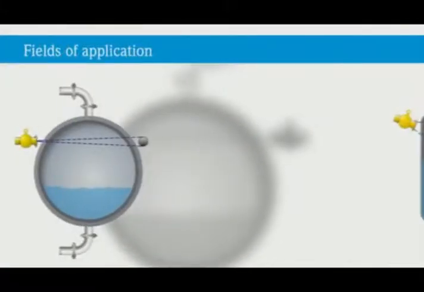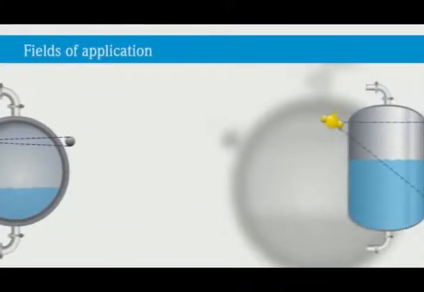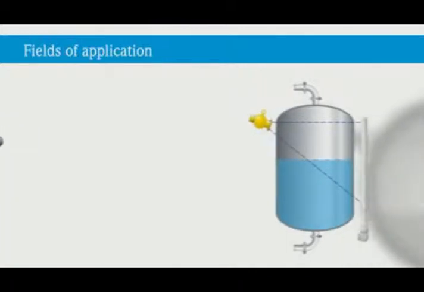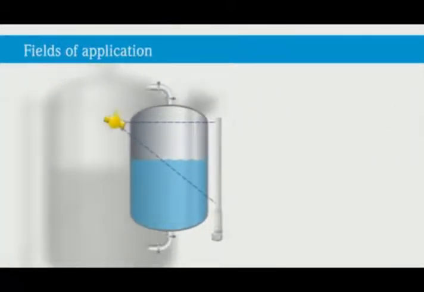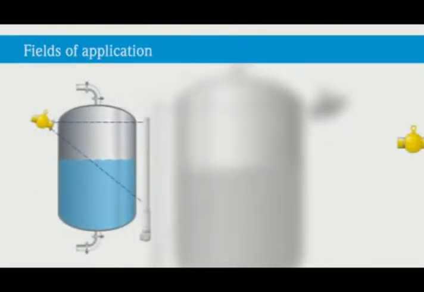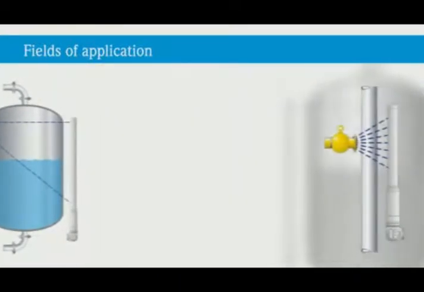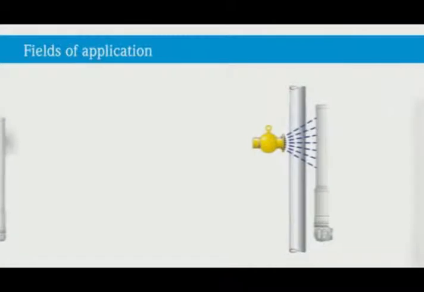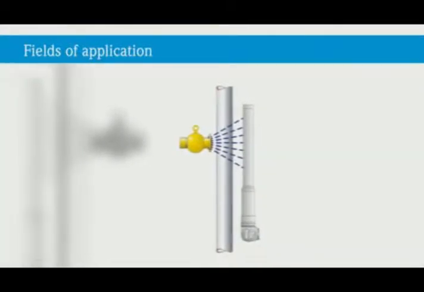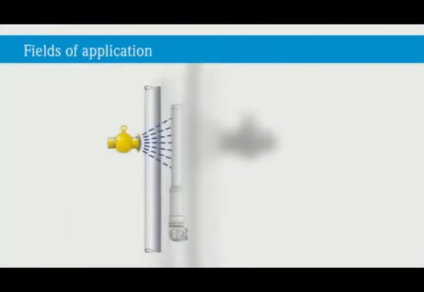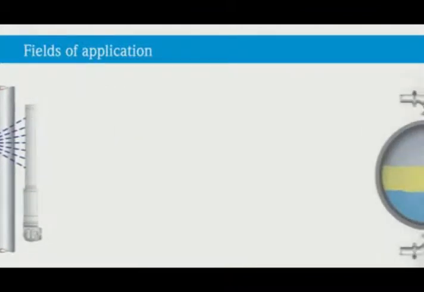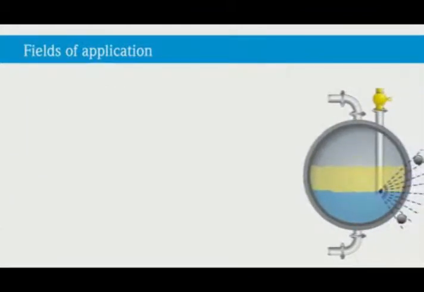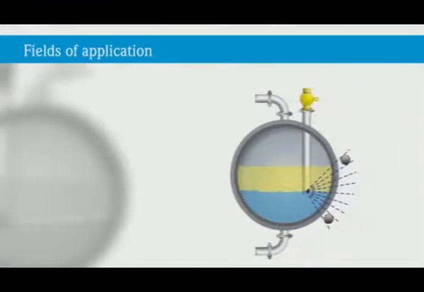Radiometry is implemented where other measuring principles are excluded due to extreme process conditions or mechanical, geometrical, or constructional circumstances. Radiometric instruments are used in point-level measurement as well as continuous level, density, and interface measurement. The field of application for this non-contact measuring principle comprises liquids, solids, suspensions, as well as sludges.